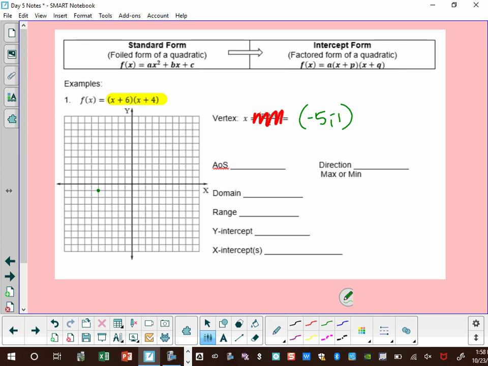Let's go ahead and skip down to our x-intercepts. I want to be able to sketch my graph. What is my x-intercepts? So your x-intercepts are negative 6, 0. What else? Oh, I did mine backwards. Yep, I sure did. Negative 4, 0. Alright, once you have your x-intercepts, let's go ahead and plot those two.